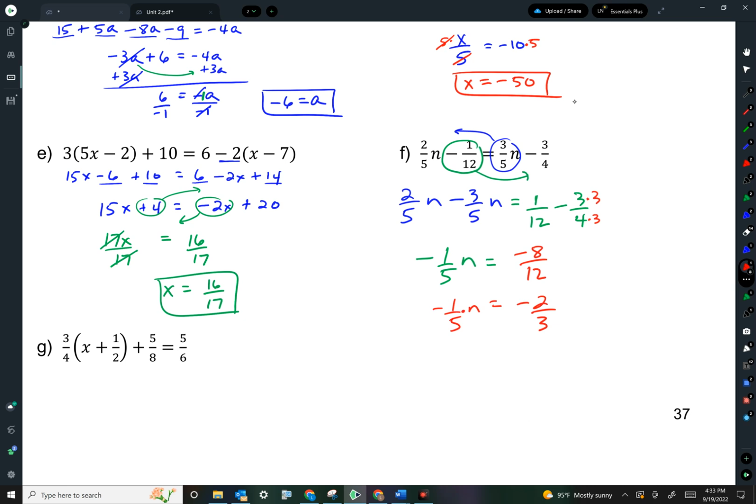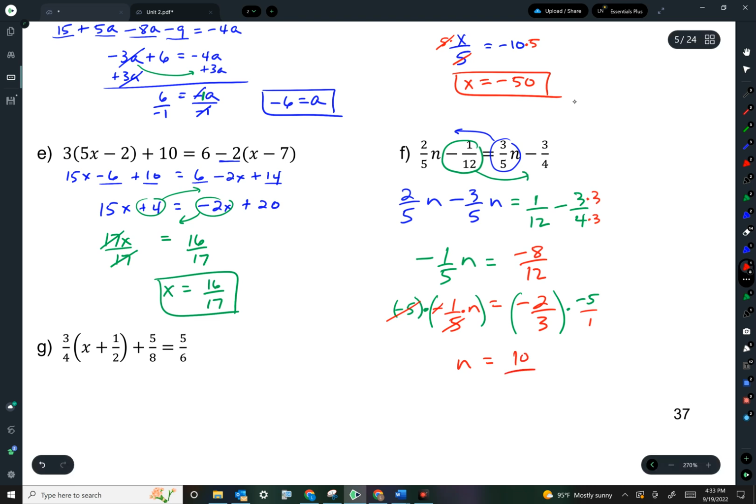But here's kind of a little handy dandy shortcut. Dividing by a fraction is the same as multiplying by the reciprocal. So if I want to get rid of the negative 1/5, why don't I just multiply both sides by negative 5? So I'm going to multiply that side by negative 5, and I'm going to multiply that side by negative 5. And so what I have over on the left, because the negative 5's cancel, all I have is 1 n. And on the right, think of this 5 as being over 1, I'm going to have positive 10 over 3.